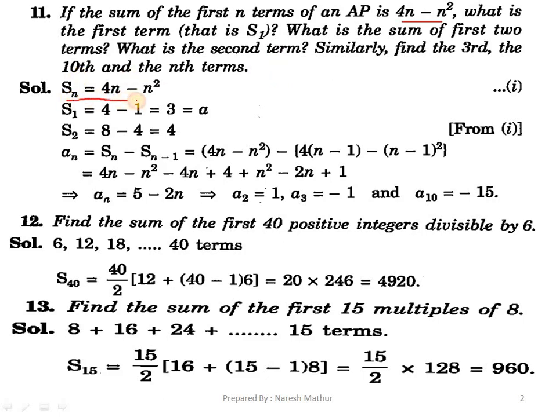We are given Sn equals 4n minus n square. This is called a general form. I am marking it with a star because it's a different concept from the rest of the questions. We can get the value of S1 just by putting n equals 1, so S1 equals 3. The sum of the first term is clearly the first term only. So we have a equals 3.